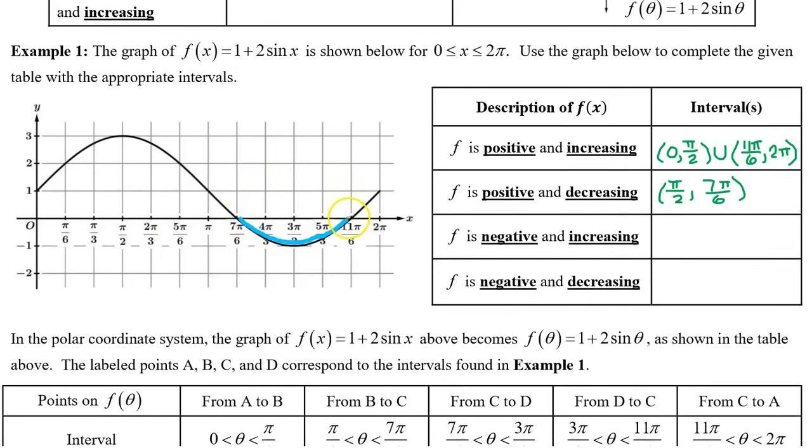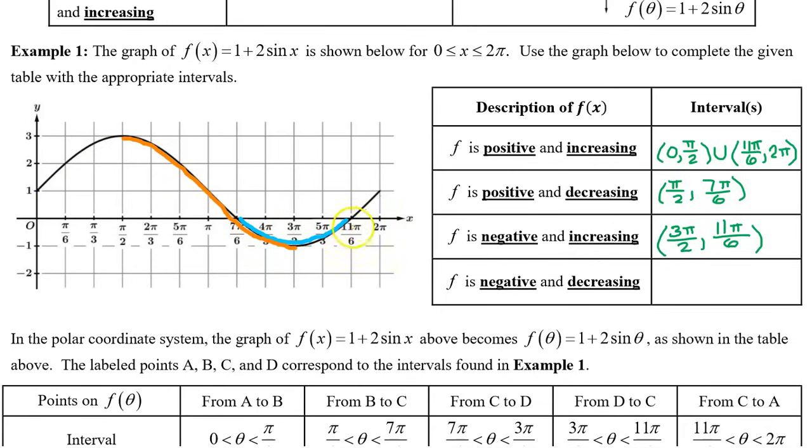The blue part of the graph is where f of x is negative. See how this is the part below the x-axis? The orange part of the graph shows where f of x is increasing. See how it's rising from here to here and from here to here. We can see that f is negative and increasing only from 3 pi over 2 to 11 pi over 6.